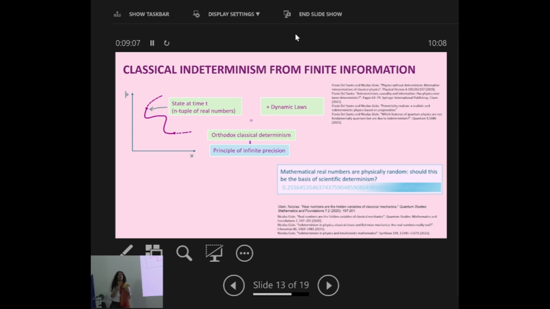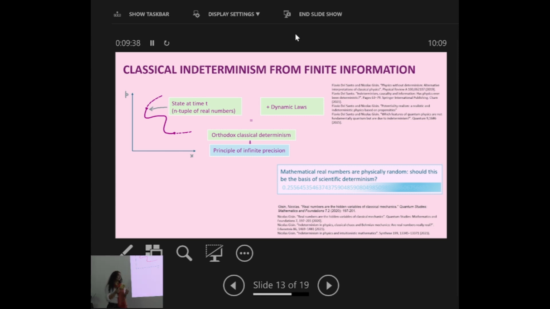Let's talk about orthodox classical information, or orthodox classical determinism. In orthodox classical determinism, or the general classical theory we talk about, we have an initial condition given by an n-tuple of real numbers, and then the dynamic laws given by ordinary differential equations, which uniquely tell you what the past and the future are.